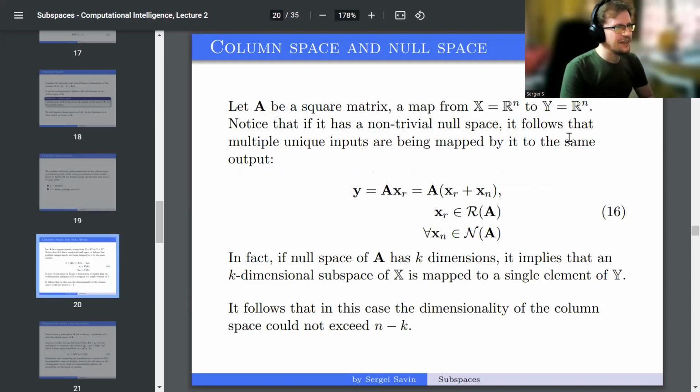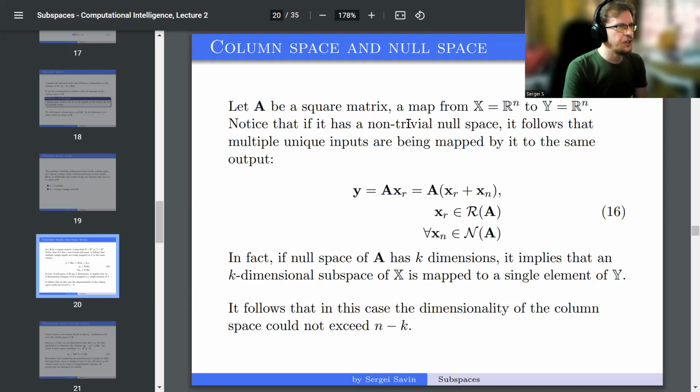Okay. Now, let us consider the following task. We'll consider relations between the column space and the null space here. So let A be a square matrix, which maps some linear space X, Rn, to a linear space Y, Rn. So the linear spaces have the same exact dimensions. You can think of it as a single linear space mapping onto itself. I denote them separately just to make a point clearer. So it's a square matrix, maps X to Y. Okay.